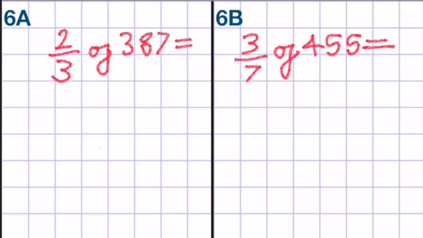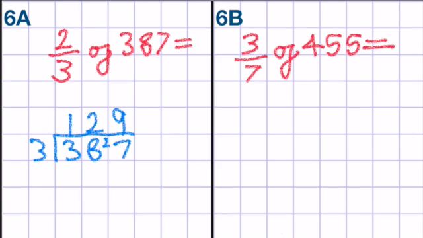Okay, now you need to find fractions of these numbers. Press pause while you do that. Okay, so when we find fractions of a number, we divide by the denominator and we times the answer by the numerator. So we're going to divide that by 3. That's the denominator. 3 goes into 3 once. 3 goes into 8 2 times with a remainder of 2, and 3 goes into 27 9 times.